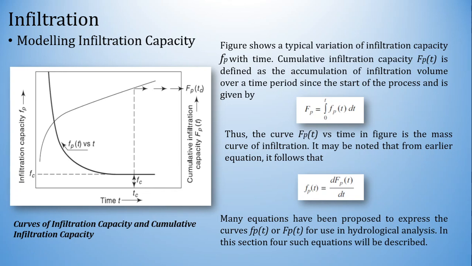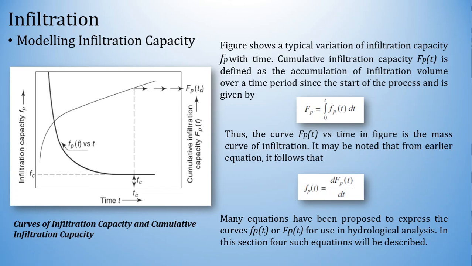Cumulative infiltration capacity F_p(t) is defined as the accumulation of infiltration volume over a time period since the start of the process, and is given by F_p equal to the integration of small f_p(t) dt from 0 to T. Thus, the curve of capital F_p(t) versus time in the given figure is the mass curve of infiltration.